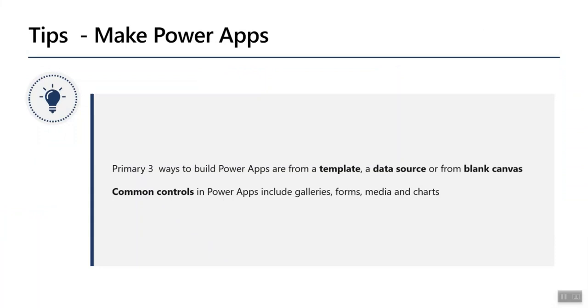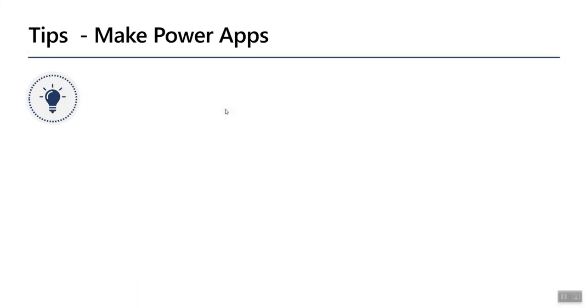Some of the tips to know: there are primarily three ways to build Power Apps. You can use a template, you can use a data source, or you can start with a blank canvas. You can use any one of these ways in order to create your Power Apps application. And you can include common controls in Power Apps. This includes galleries, forms, media, as well as charts. These are the common controls that you can add.